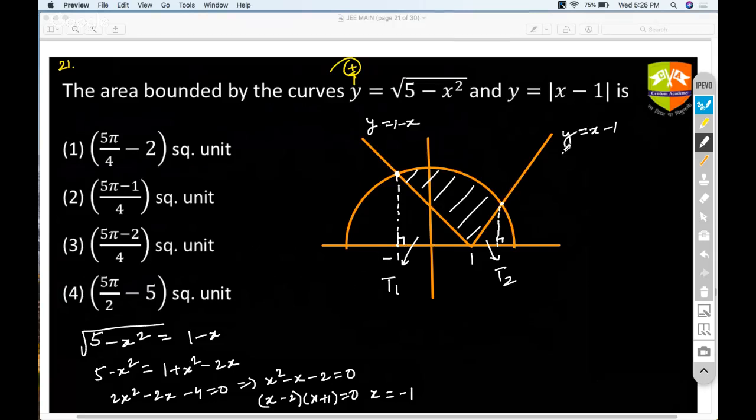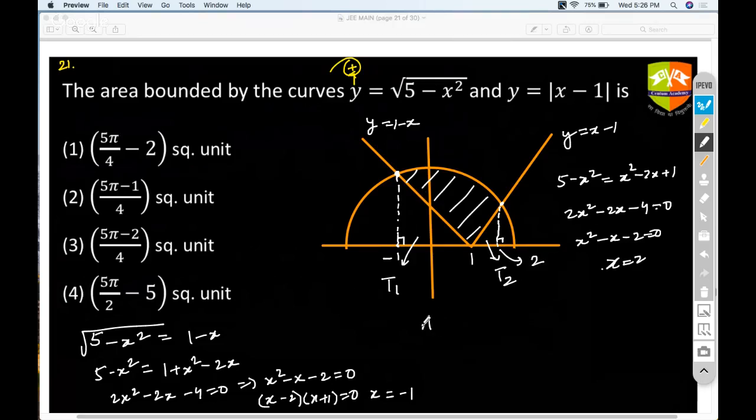And this, if I solve it, 5 minus x square is x square minus 2x plus 1. I will get 2x square minus 2x minus 4 equal to 0. That's x square minus x minus 2 equal to 0. Same equation we'll get, in fact. So the other root, which is x equal to 2, is the one which is to be used over here. So x equal to 2 over here.